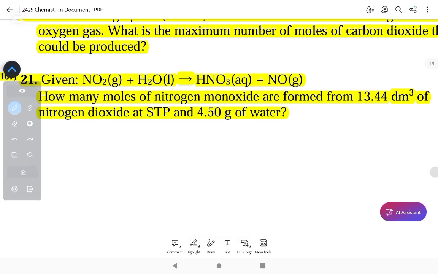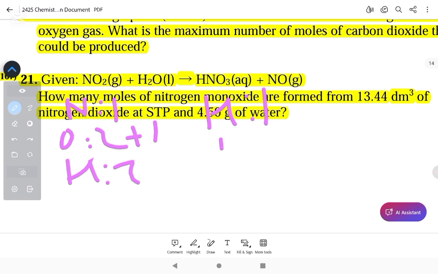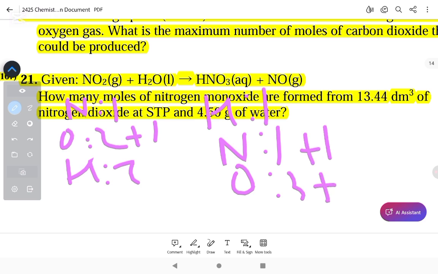So N1 O2 plus 1 H2. Okay, I'm gonna make this fast. H1 N1 O3 plus 1 plus 1. Okay, H multiply by 2. So H2, N becomes 2 plus 1, O becomes 6 plus 1.